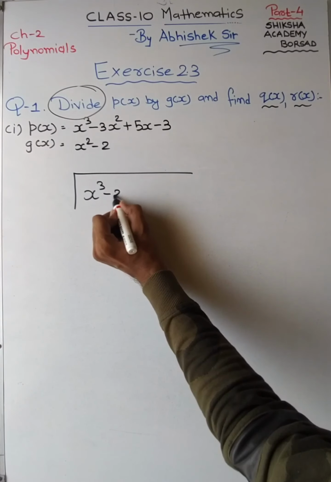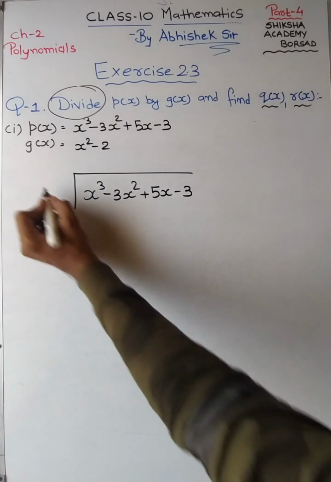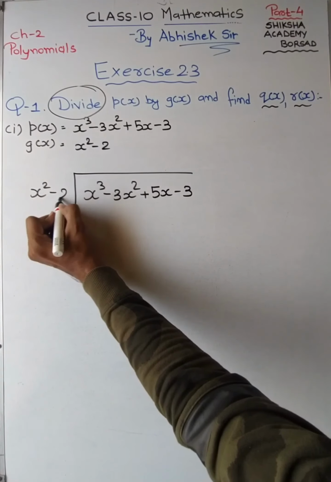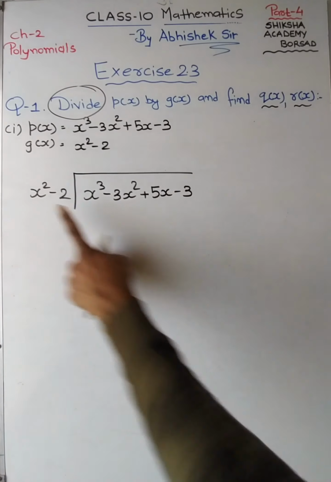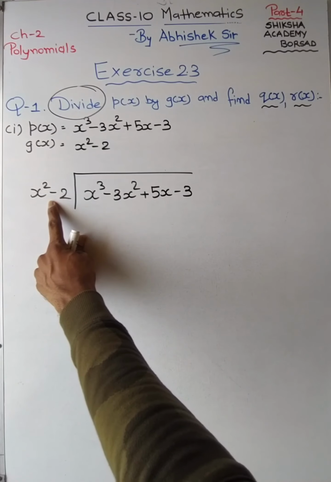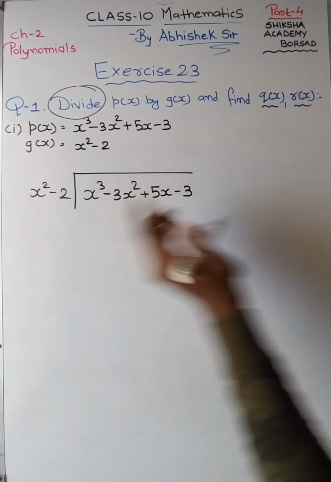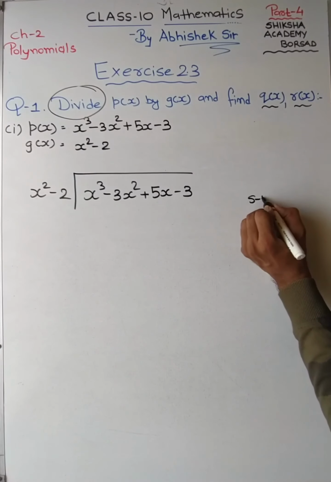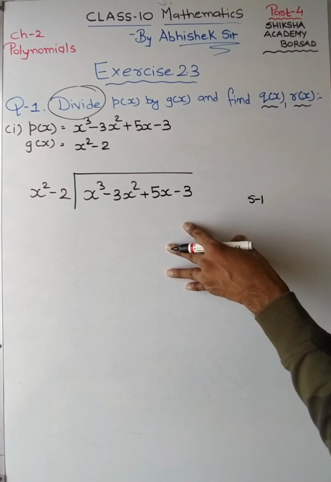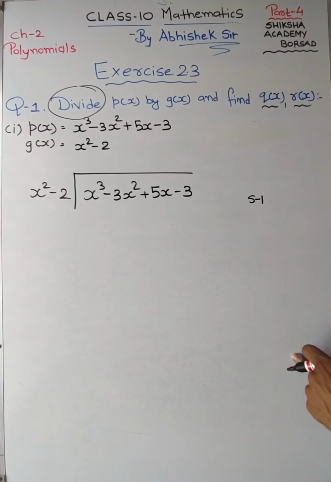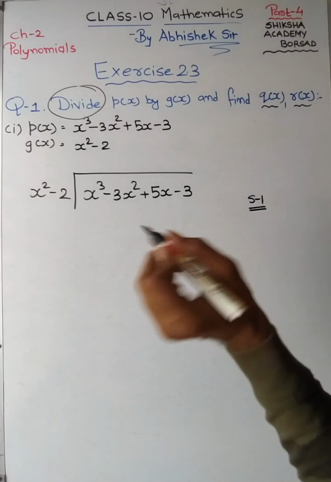x cube minus 3x square plus 5x minus 3. Here we will be writing x square minus 2. Check whether the powers are in descending order or not. Here we have the x term missing, right? But let us see whether we can solve it without that. So let us start with step 1. If you have practiced enough for this division process, you won't need to write any steps over here, but for your clarity we will be writing the steps just for your help.